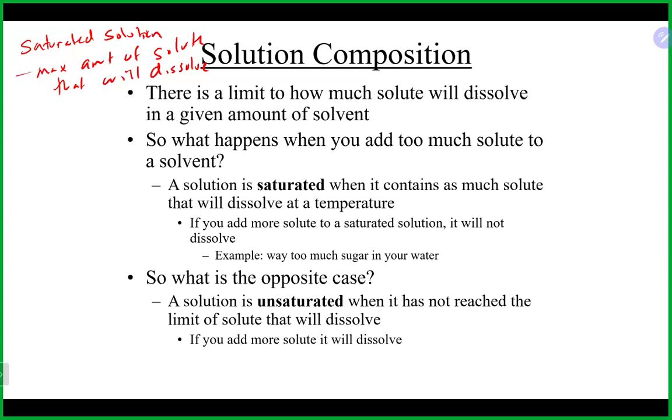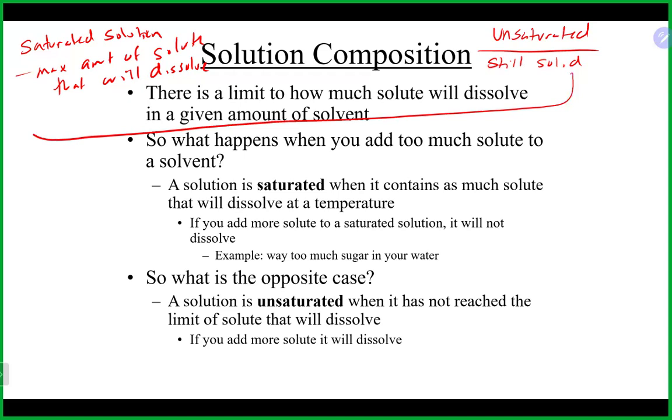The opposite of that is an unsaturated solution. In an unsaturated solution, you have not really hit that point yet, so you can still dissolve solid. You can continue to dissolve solid in an unsaturated solution until you hit a saturated solution, basically. At that point, it will stop dissolving, and again, it'll start to pile up on the bottom. Any questions on the difference between saturated and unsaturated?